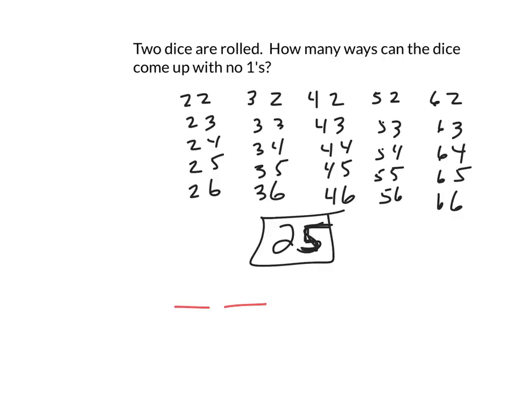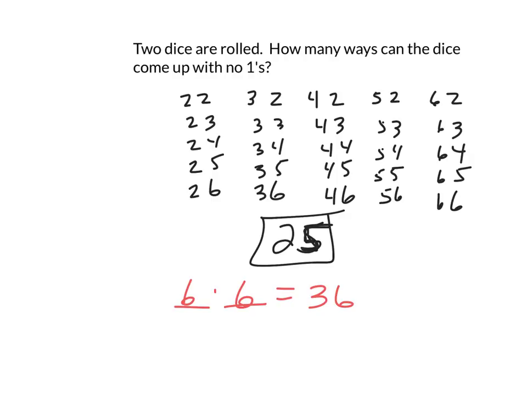How many ways could the first die come up? Well, don't think about the ones yet. Let's think about all the different ways that the dice could come up. 6 ways the first one could come up. How many ways could the second one come up? 6 ways. Okay, so there's 36 different possibilities total, right? When I roll 2 dice.